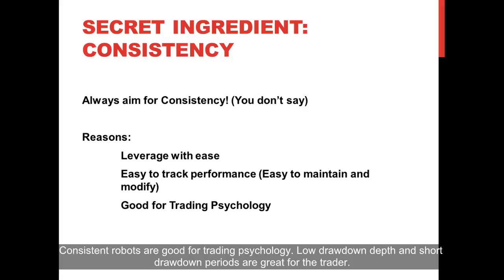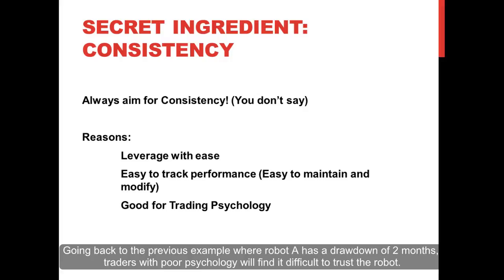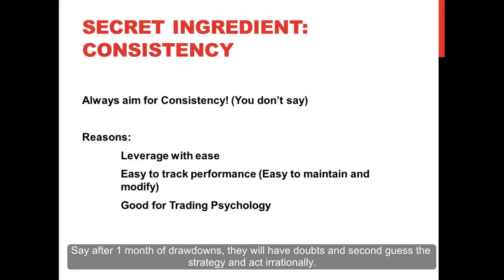Consistent robots are good for trading psychology. Low drawdown depth and short drawdown periods are great for the trader. Going back to the previous example, where robot A has a drawdown of 2 months, traders with poor psychology will find it difficult to trust the trading robot. Say, after 1 month of drawdown, they will have doubts.